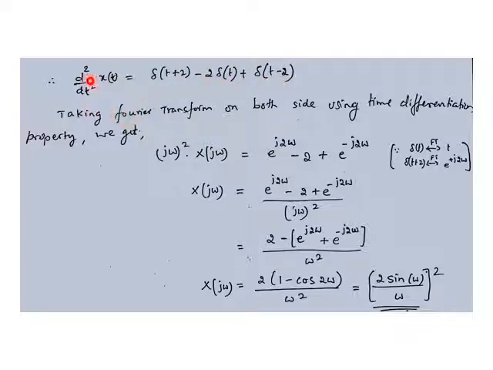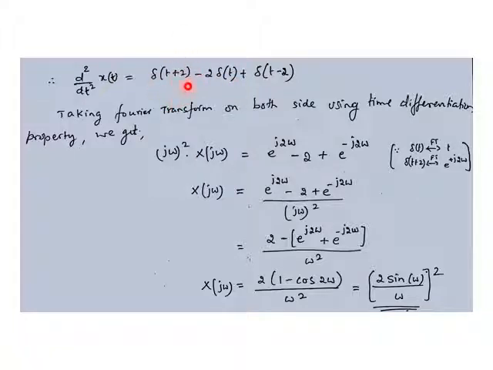So taking the Fourier transform of this, what is going to happen on both sides using the time differentiation property? As I mentioned earlier, using the time differentiation property we can take the Fourier transform of the double differentiation of x of t, which should be j omega whole square into x of j omega. This is what I should have. For the right hand side we have delta t, and its Fourier transform is always going to be 1.